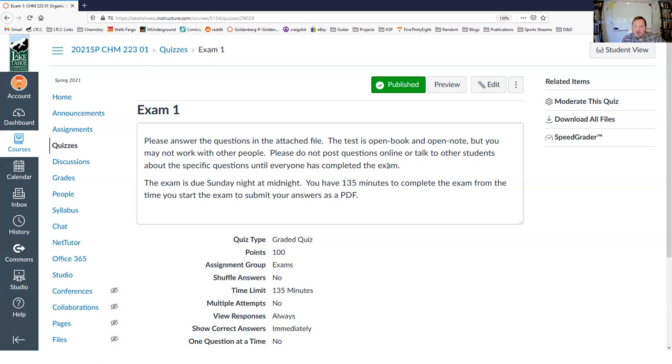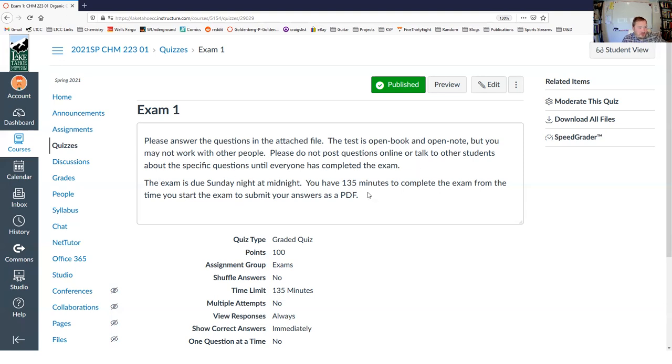It's going to be a pretty quick test, because I want to encourage you to study before you take the test and not just count on being open note, so you'll be able to look up the answers as you go. You should still review your stuff so that you're ready for it, so that you can finish the test in the 2 hours that you have.